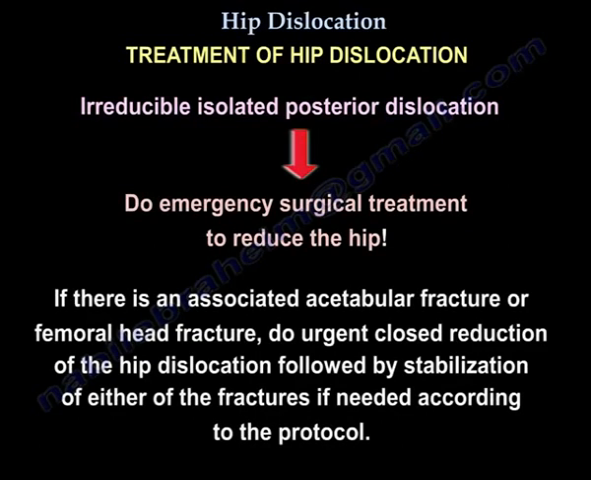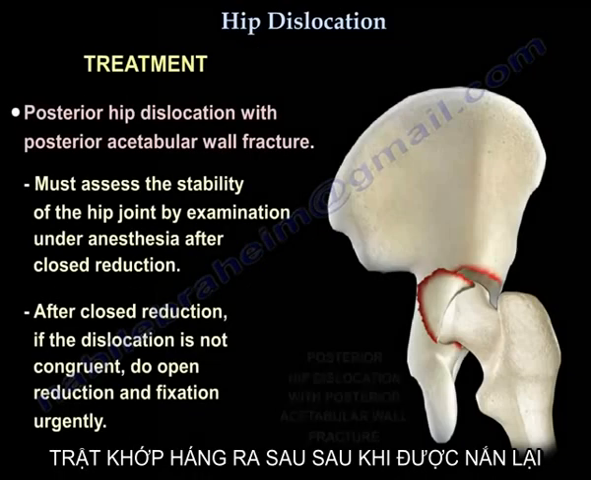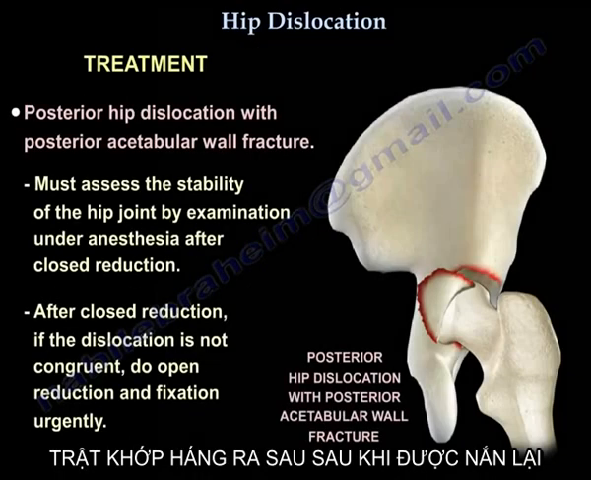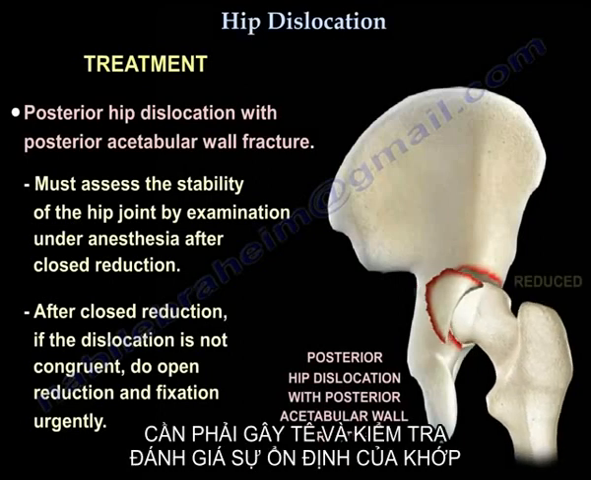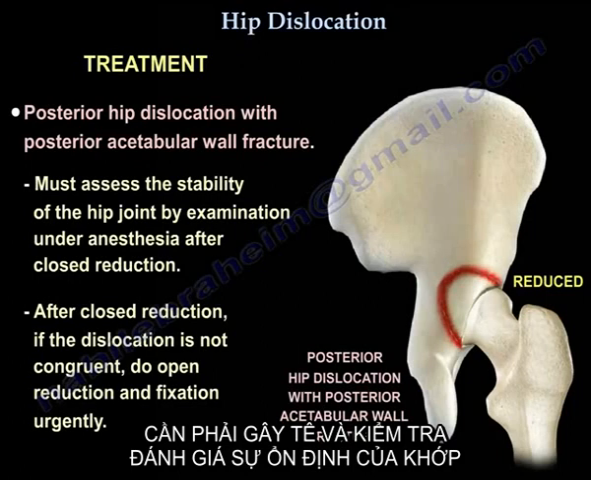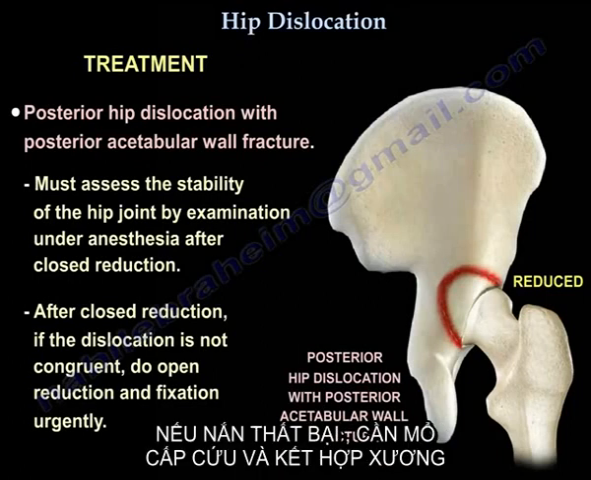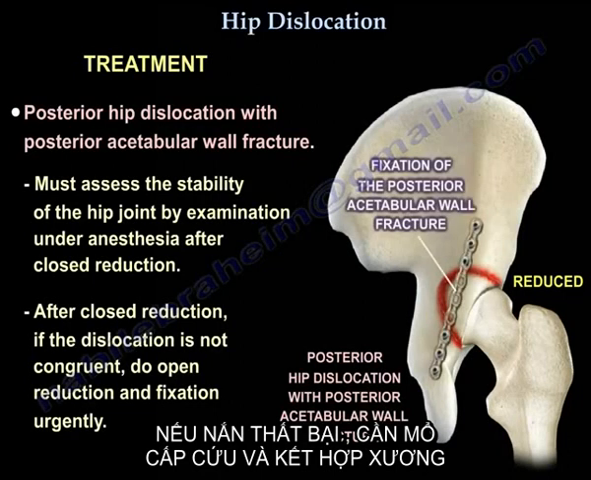If there is an associated acetabular or femoral head fracture, you will do urgent closed reduction of the hip dislocation, followed by stabilization of either of the fractures, if needed, according to the protocol. Posterior hip dislocation with posterior wall fracture. You must assess the stability of the hip joint by examination under anesthesia after closed reduction. After closed reduction, if the dislocation is not congruent, do open reduction and fixation urgently.